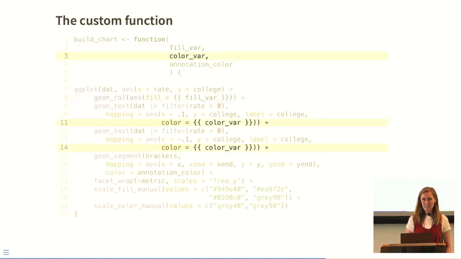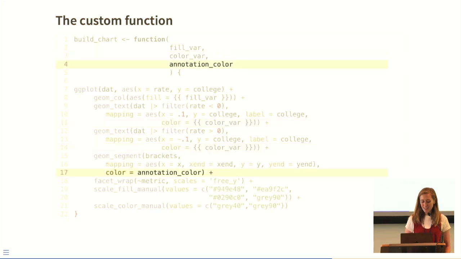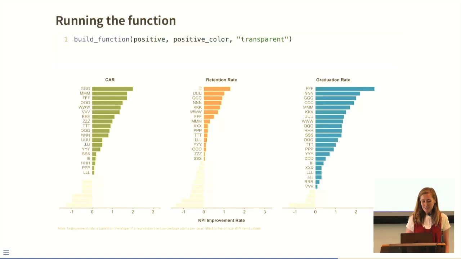Colorvar gets placed inside geom_text as the color aesthetic. There are 2 geom_texts because there are text to the left of the bars and text to the right of the bars. And annotation color is the color of those brackets and the college names. And that just gets placed outside of the aesthetics. It's just going to be a color argument that goes into the function. So I'll show you how it runs.